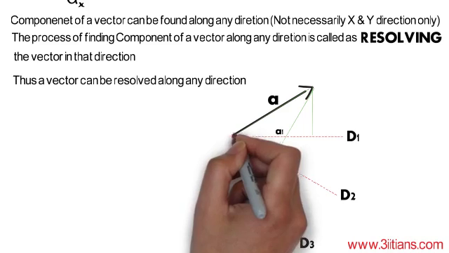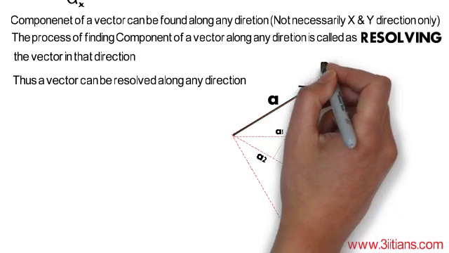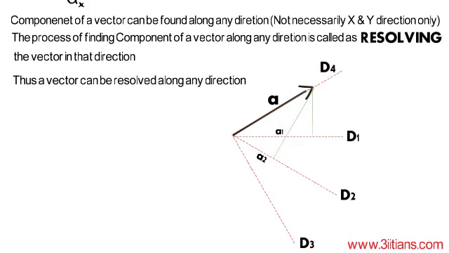Finally, let us choose this direction D4 which is along the direction of the vector. The vector A is in the same direction as the direction D4. Thus, if we drop a perpendicular from the head of A onto the direction D4, the foot of the perpendicular will be the same as the head of the vector. That is, the component of the vector along the direction D4 will be the magnitude of the whole vector.